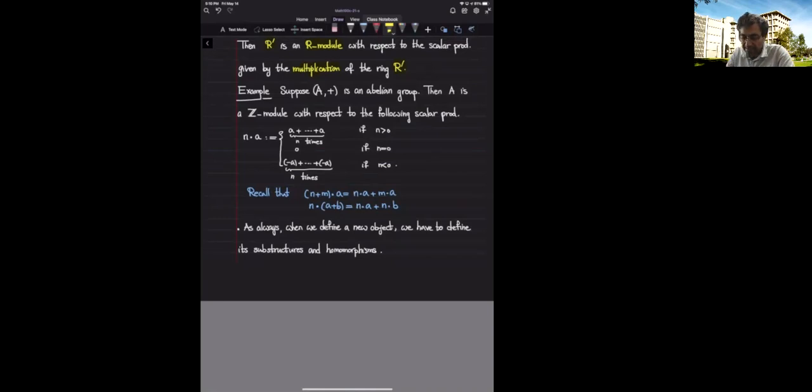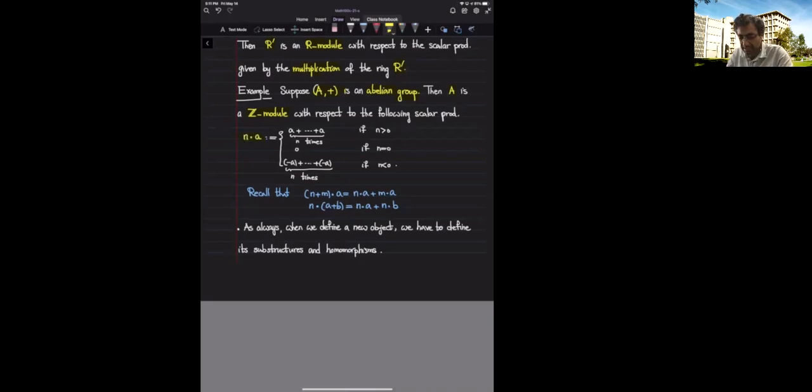So if A is an abelian group, I can define a scalar multiplication on the set A from the ring Z. So A is a Z module. What is the scalar multiplication? I have to tell you what is n times a, where n is an integer and a is an element of this abelian group, capital A. We have already defined it long ago.